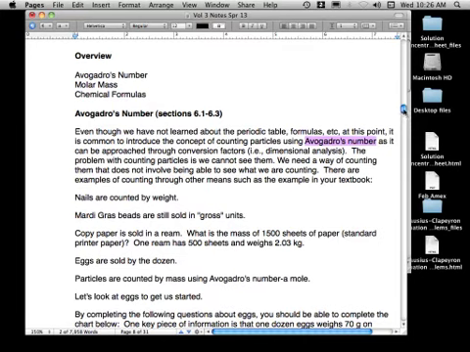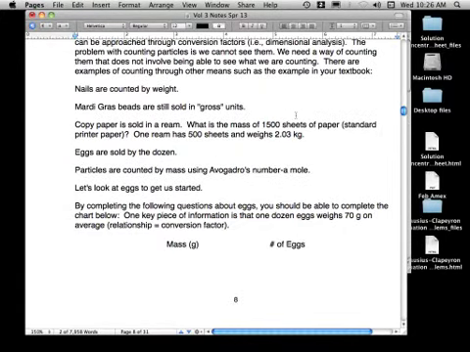Now, there are a lot of things that are counted by different counting units, and I've got a few examples here in the notes. Nails are counted by weight. You usually buy them by the pound. Mardi Gras beads are still sold in gross units, which is a very old English counting unit. Copy paper is sold in what's called a ream, which is 500 sheets in a package.